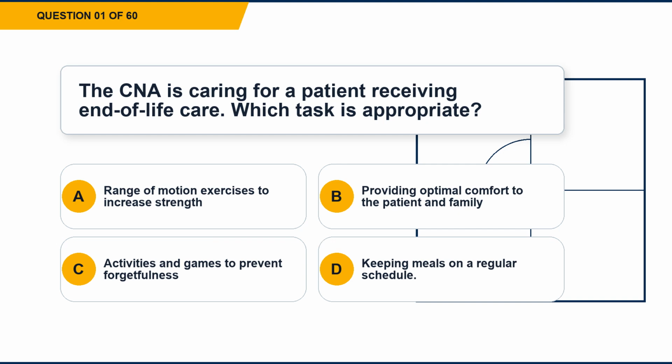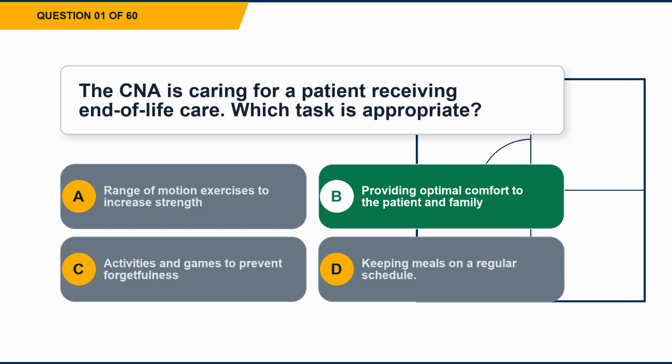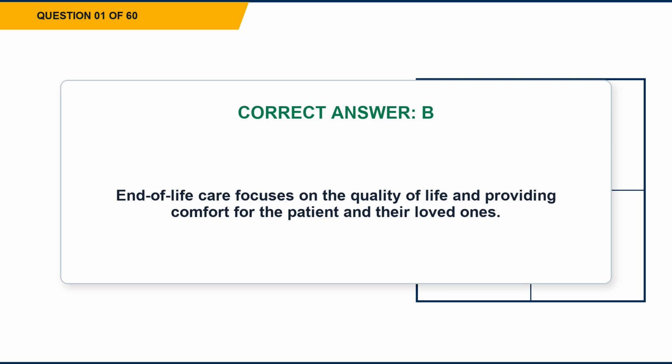Question 1. The CNA is caring for a patient receiving end-of-life care. Which task is appropriate? Option A. Range of motion exercises to increase strength. Option B. Providing optimal comfort to the patient and family. Option C. Activities and games to prevent forgetfulness. Option D. Keeping meals on a regular schedule. The correct answer is option B. Providing optimal comfort to the patient and family. Explanation. End-of-life care focuses on the quality of life and providing comfort for the patient and their loved ones.